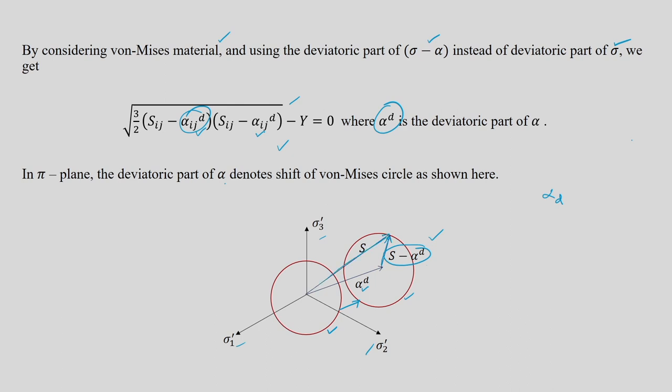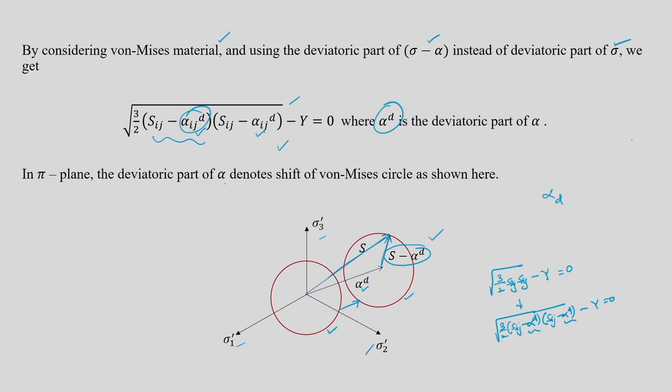If this is S, what is S? S is nothing but Sij, which is the deviatoric part. Alpha d is the deviatoric part of the back stress, and S minus alpha d is this, which is put here to define your kinematic hardening von Mises material using the von Mises yield function. So, it is very simple to tell: the square root of 3 by 2 Sij Sij minus y equal to 0, which is the conventional von Mises yield function, is going to be modified as the root of 3 by 2 into Sij minus alpha d into Sij minus alpha d, minus y equal to 0. This part is the deviatoric part of the back stress.